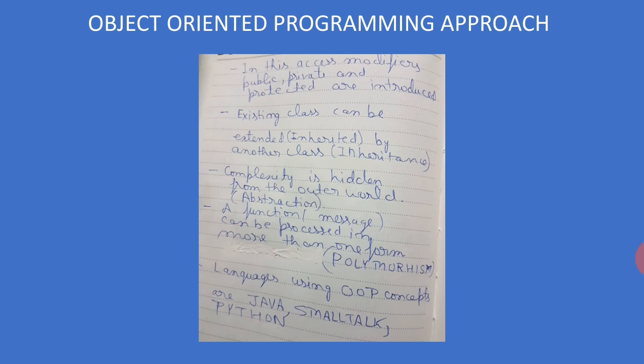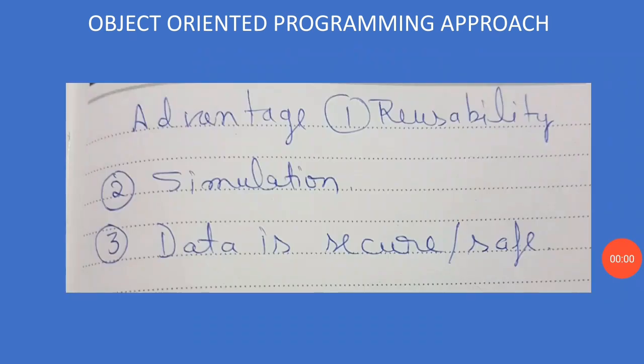Complexity is hidden from us, and it is there because of abstraction. We are only aware of what a function is doing, but what data is there, all these things are hidden from us. So that is because of abstraction. A function or a message can be processed in more than one form, and this is what we call polymorphism, one thing many form. So it's a very, very powerful programming approach and quite fashionable these days. Most of the software products are using the object-oriented programming.